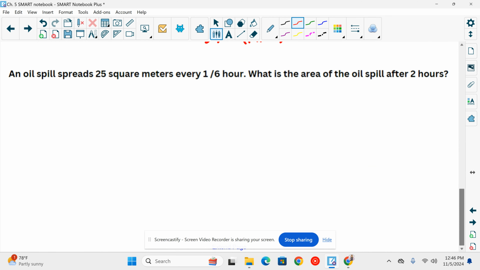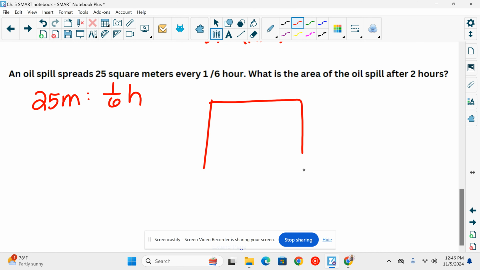Alright, an oil spill spreads 25 square meters every 1/6 hour. What is the area of the oil spill after 2 hours? So is this a ratio? Yes. Well, it's comparing two things. And what are the two things it's comparing? Square meters and hours. So I've got meters compared to hours. I've got 25 meters and 1/6 of an hour.